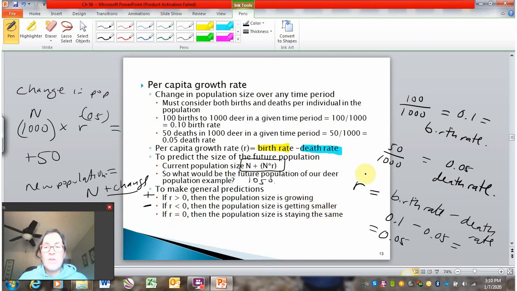If r is equal to 0, because it's the birth rate minus the death rate, if that comes out to be 0, that means there's equal numbers of births and deaths. So the population is staying the same. Okay. So shorthand is if it's positive, the population is growing. If it's negative, the population is getting smaller. If it's 0, then the population is staying the same.